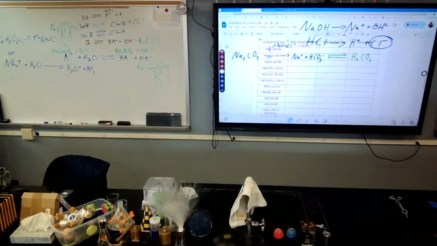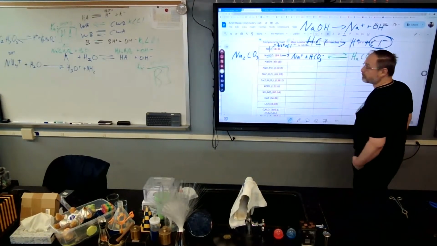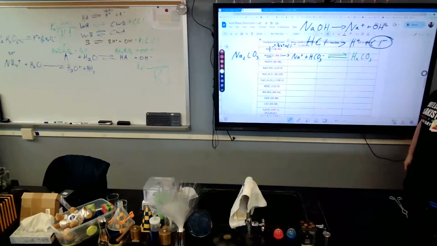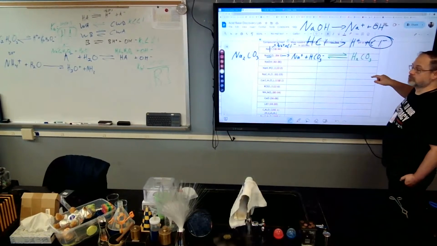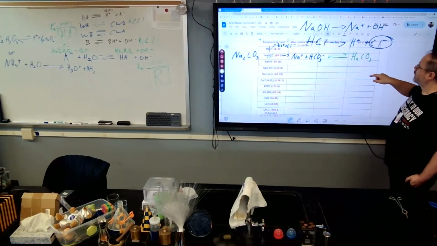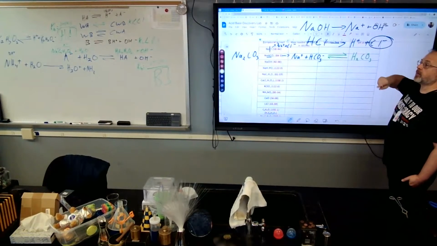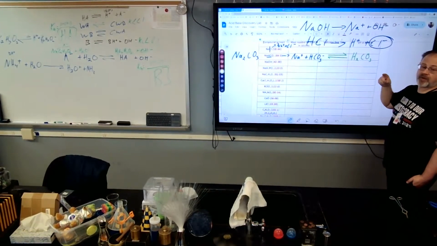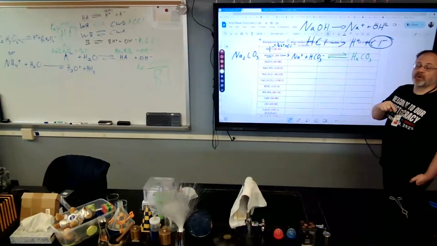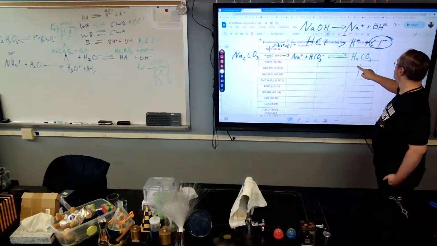So if carbonic acid is a weak acid, where does the equilibrium primarily lie? In the dissociated? Left or right? In the reactants. That's a dissociated ion. The equilibrium always lies with undissociated. For a weak acid or a weak base, the equilibrium always lies with the undissociated molecule, which is that.